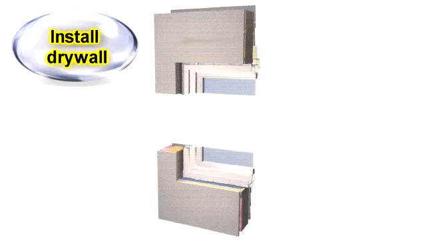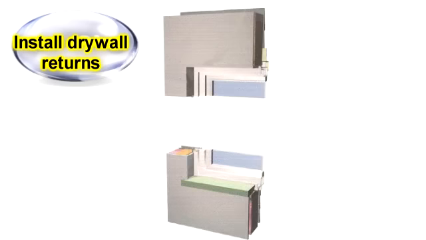Step 24. Install the drywall. Step 25. Install the drywall returns into the window jambs and head. Install the window sill.